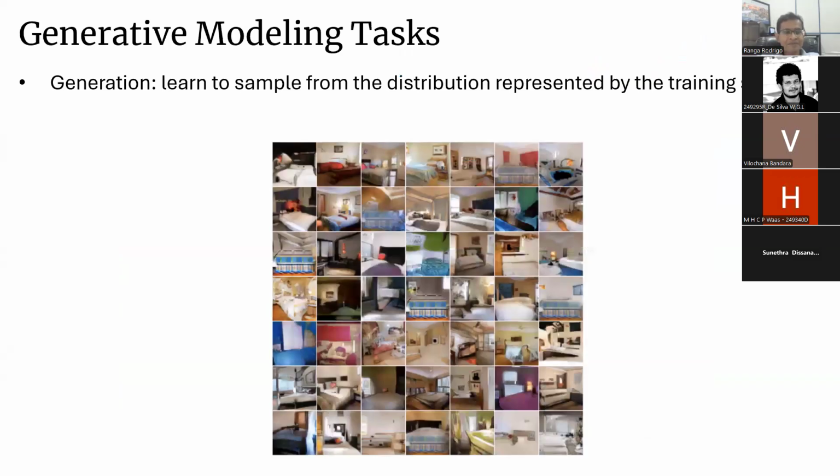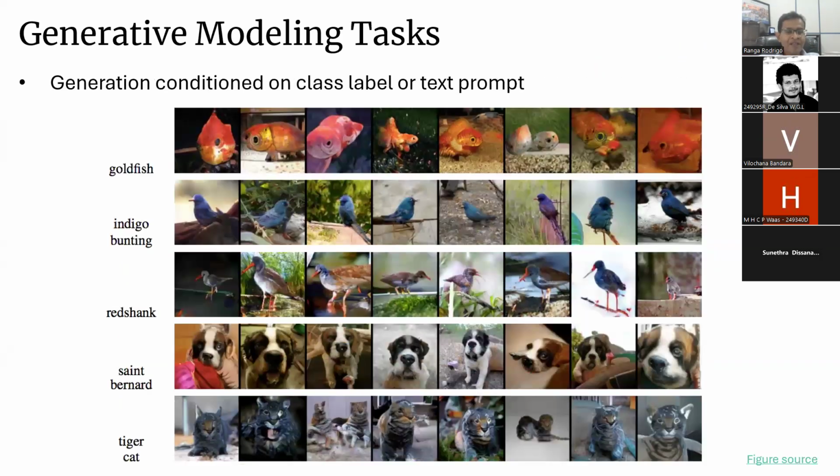Okay. So it's generative. You can see it generates an image rather than discriminates between two classes. Generation learns to sample from the distribution represented by the initial training set. So this is called conditional generation. The previous one was just based on noise. This one is noise plus a name of an image, goldfish. These are the generations. Indigo, whatever. These are the text generations. Beautiful dogs.